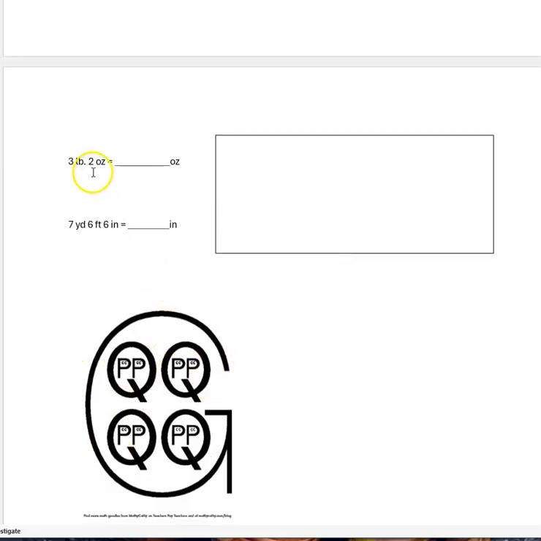Okay, rolling down. Next up is a problem with mixed units. So we're talking about like if we have 2 types of things on the left or 3 types of things and we're moving to the right. So first we're going to have to change 3 pounds to ounces. So we have to know how many ounces are in a pound.